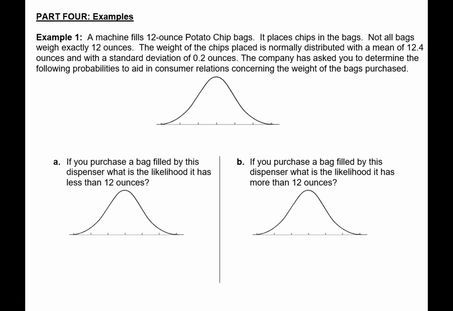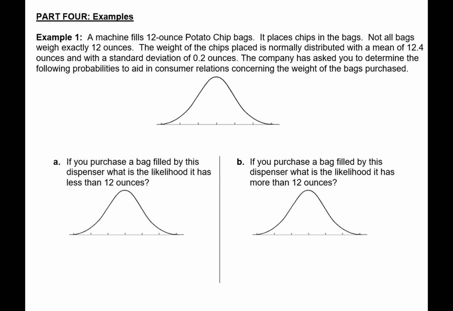A machine fills 12-ounce potato chip bags. It places the chips in bags. Not all bags weigh exactly 12 ounces. The weight of the chips placed is normally distributed with a mean of 12.4 ounces with a standard deviation of 0.2 ounces. The company has asked you to determine the following probabilities to aid in consumer relations concerning the weight of the bags purchased.